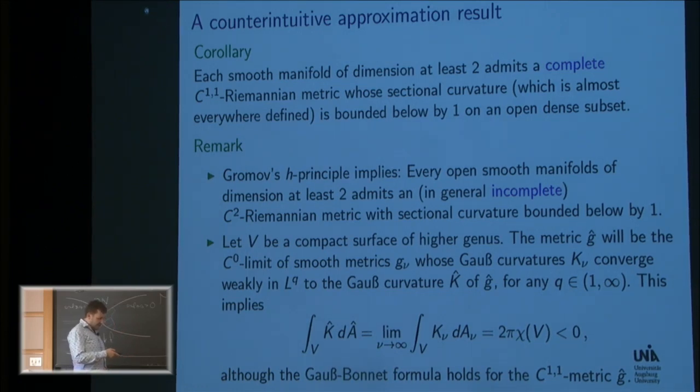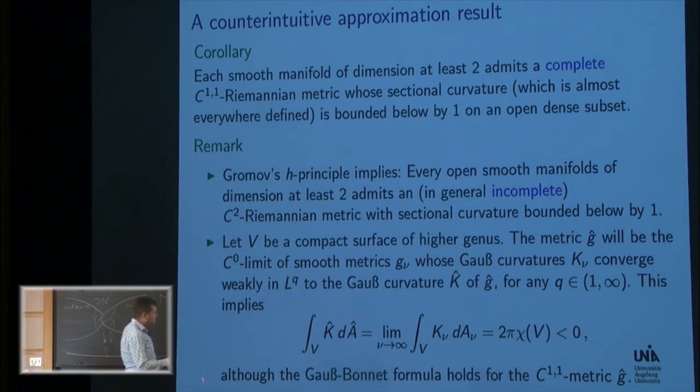So let's start with a compact surface of higher genus in dimension 2. It will turn out that this metric G hat is actually a C0 limit of smooth metrics. And the Gauss curvatures of these metrics, which cannot be positive because we have high genus, converge weakly in some L^q space to the Gauss curvature of this C11 metric G hat.